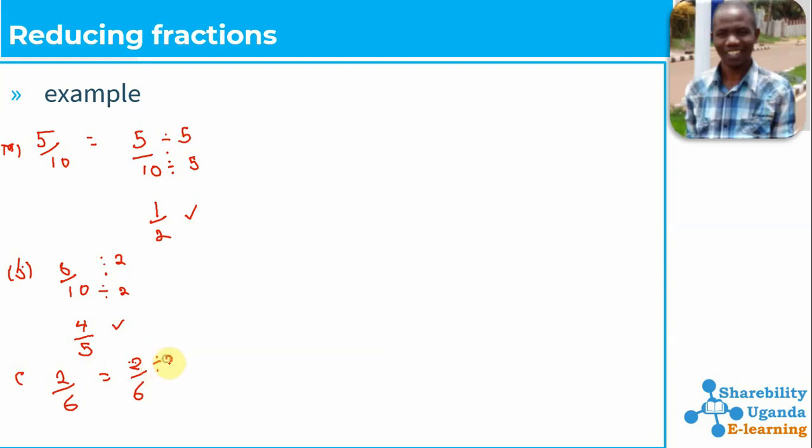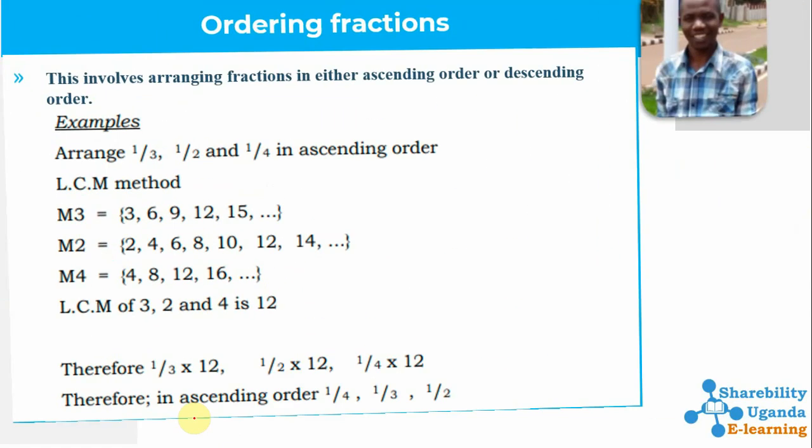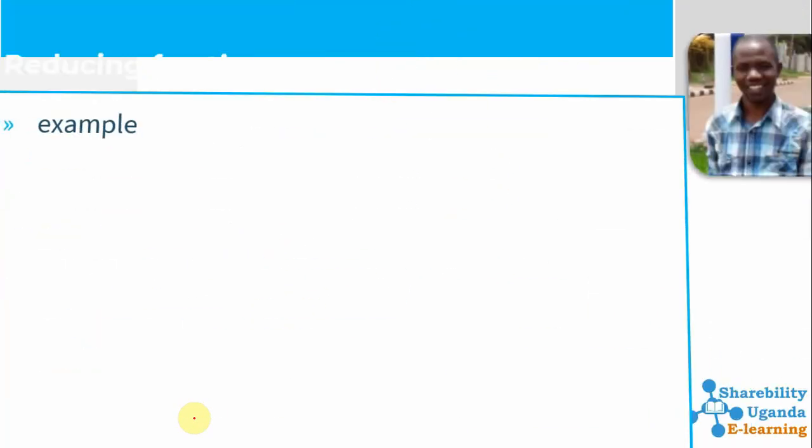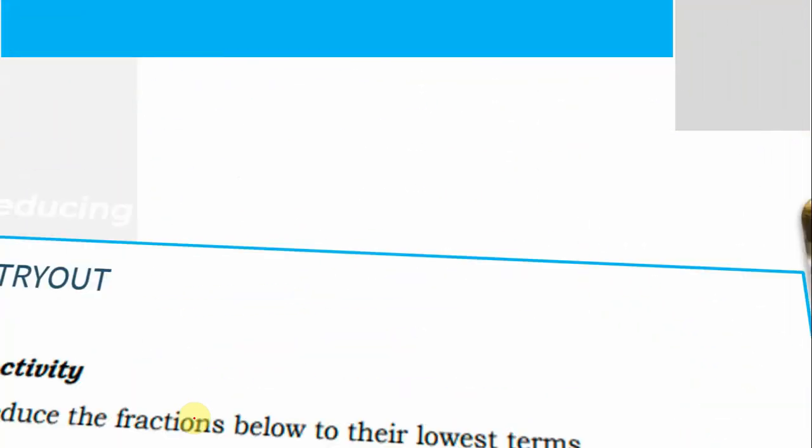Our factor we shall use is a 2. Also here divided by 2. So 2 divided by 2 shall come up with a 1 out of 3. So we also leave it there because there is no other factor that can divide 1 and 3. Okay, then we shall also look at this other question which is asked.